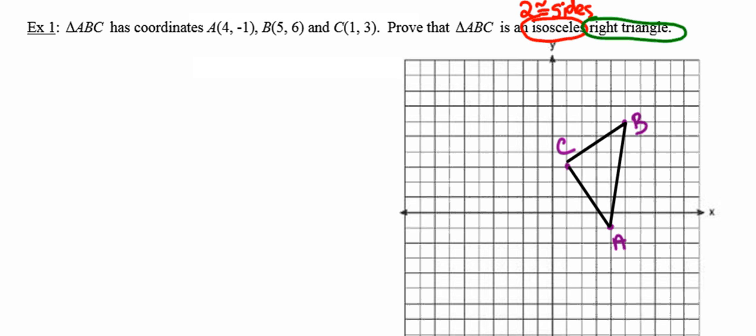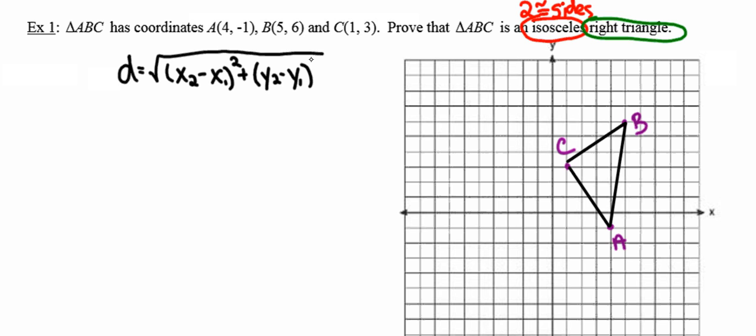And just like the other day, if I want to prove that I have a triangle whose sides, or two of whose sides, are congruent, I'm going to use the distance formula to do that. So first thing I'm going to do is write down that distance formula. And then I'm going to start substituting some values in. So first thing I'm going to do is find the distance between points A and B.